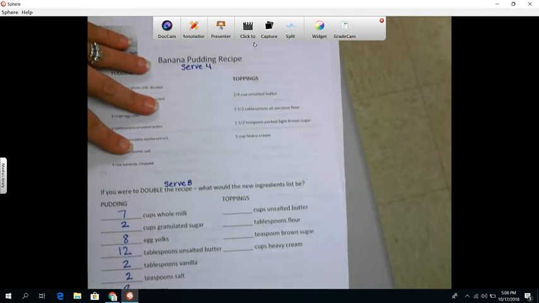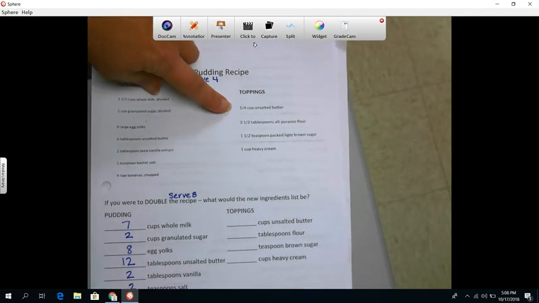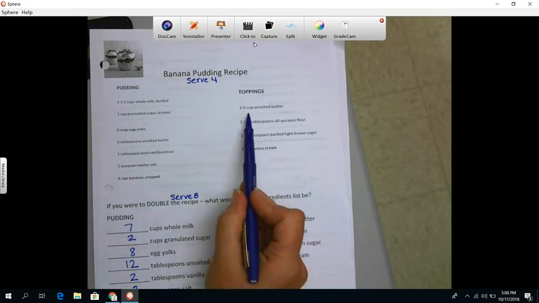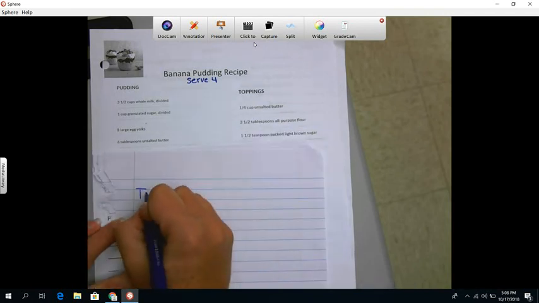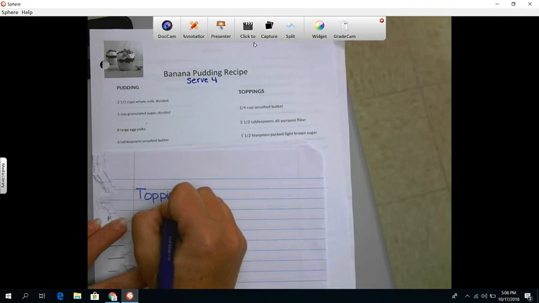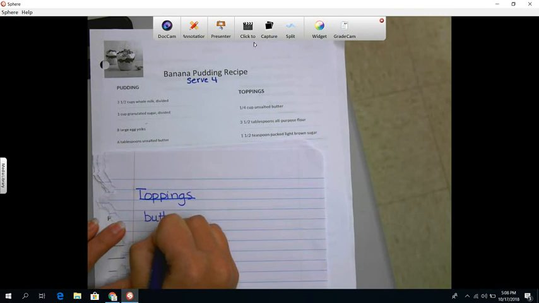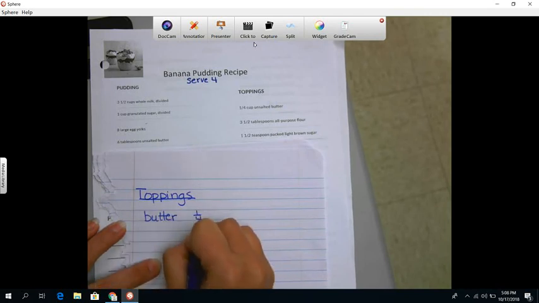So over here, to the right, when we're looking at toppings, now we have a little bit different things because we have 1/4 of a cup. Well, we have talked about fractions, so now let's think about what we can do to figure this one out. With this question, we have 1/4 cup of unsalted butter. So let's come over here and see what we need for our toppings. This is my toppings. We need butter, and I need 1/4 of a cup.